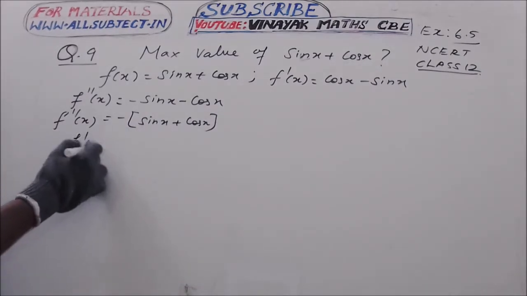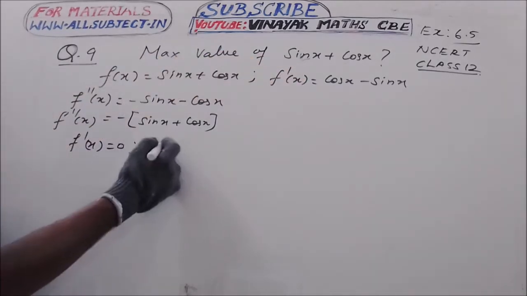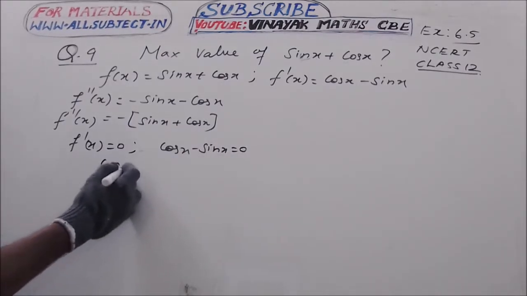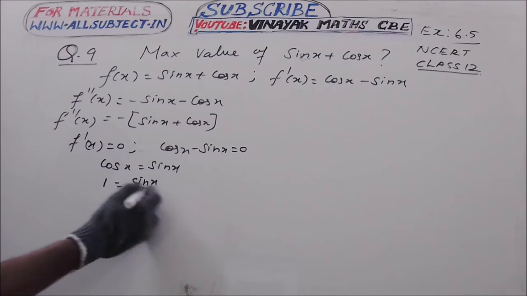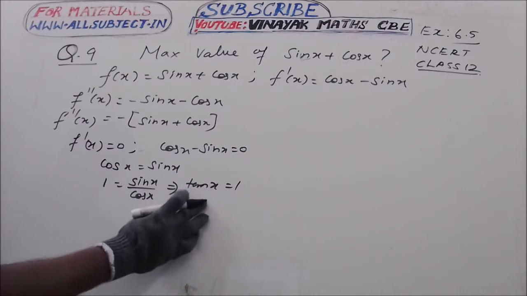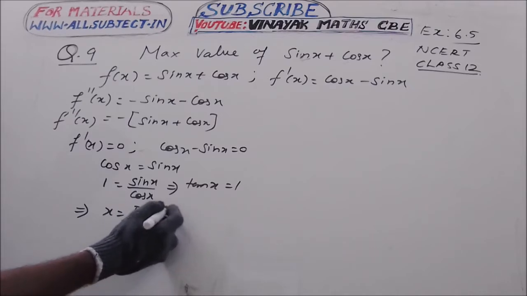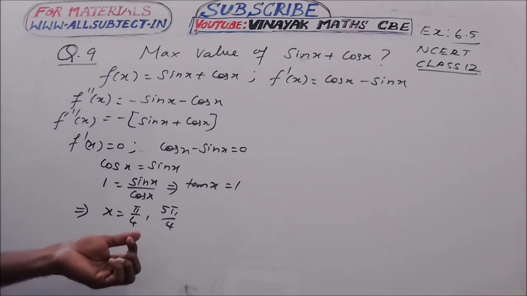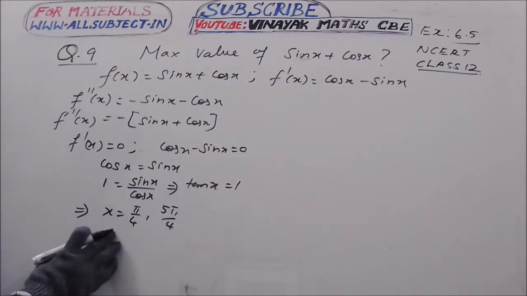Now put f dash of x equal to 0 to find its critical numbers. That means cos x minus sin x is equal to 0. Bringing it to the right side, cos x is equal to sin x, and dividing by cos x, 1 equals sin x by cos x, that is tan x, which implies tan x is equal to 1. When tan x is equal to 1, the values of x are pi by 4, 5 pi by 4. These two values are known as critical numbers.